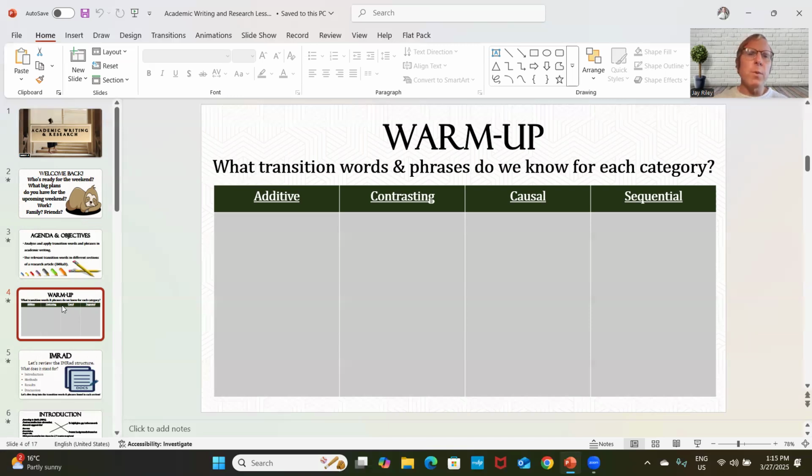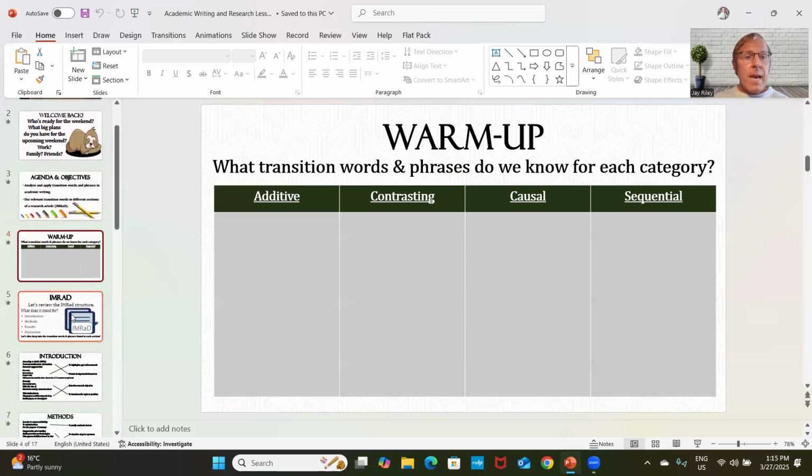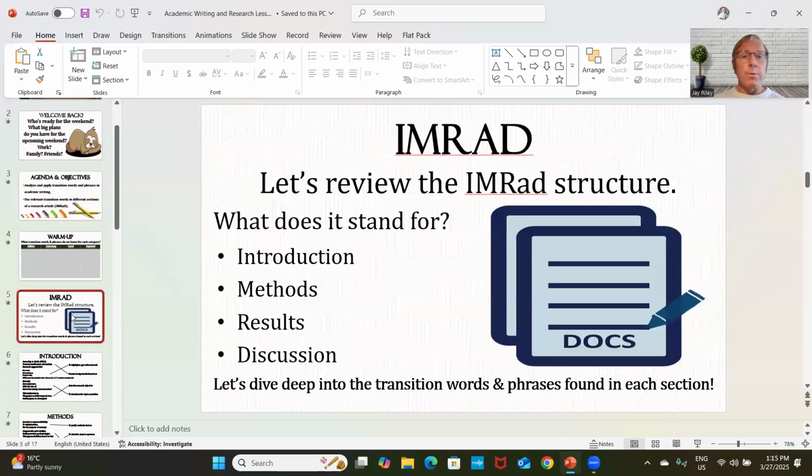And sequential, right away, we're talking about our methods section. This is where we're describing what we're doing. So you've got words like first, next, then. We've got subsequently, after, while. That's also a word that indicates sequence. And we're going to talk about how we applied these to our research article.